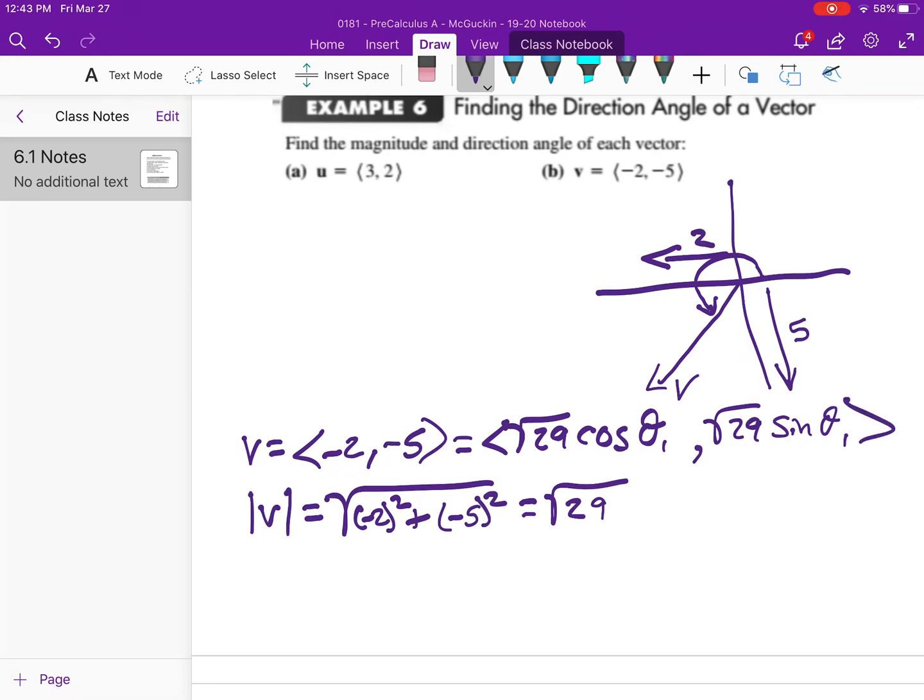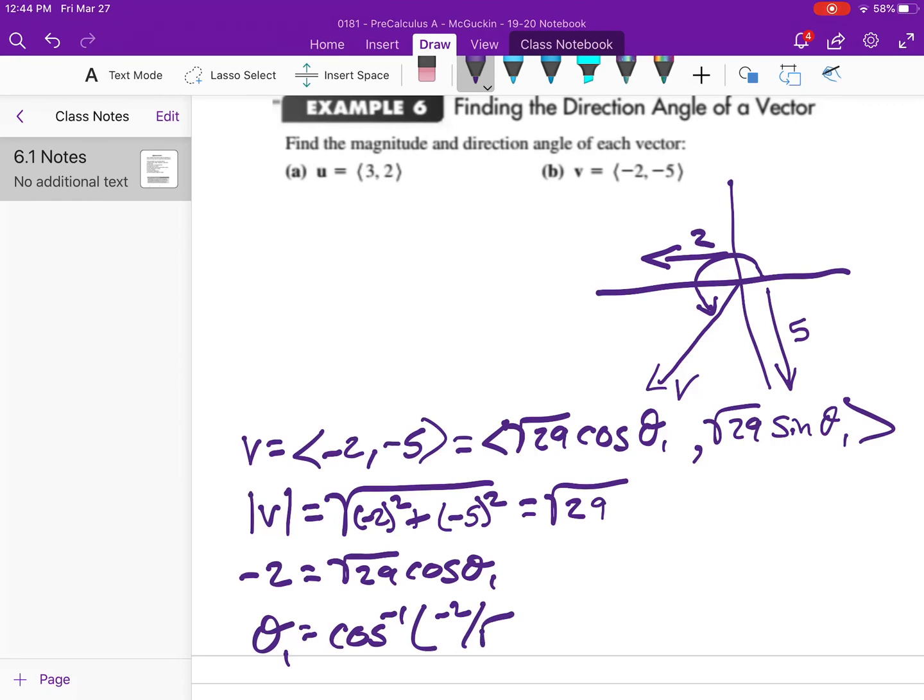And so if you just go ahead and set up an equation of -2 equals the square root of 29 times cosine theta, now I wouldn't necessarily write this down, but let's put this into perspective. If I go ahead and solve for theta sub 1 as being the cosine inverse of -2 over the square root of 29, I roughly get about 111.8 for my degrees. So obviously that's going to be in quadrant 2.